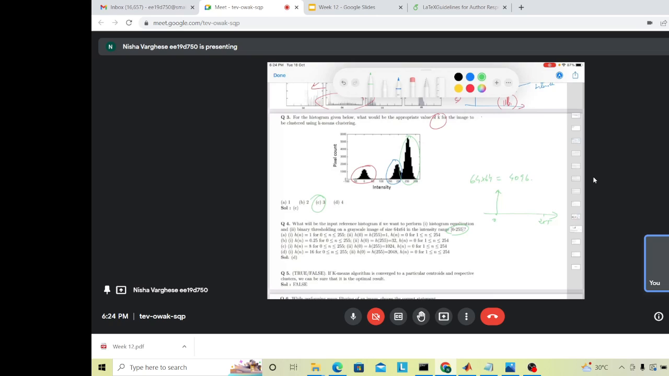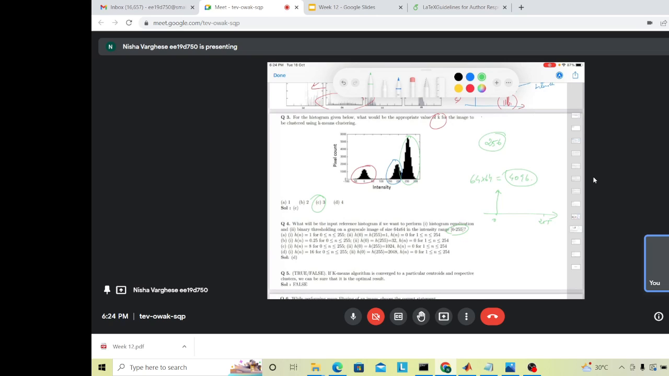So we can go through this question. Question 4. The intensity range is from 0 to 255, so you have 256 intensity values. But you have 4096 pixels. Every intensity value should be covered by the same number of pixels. That is what is meant by histogram equalization.